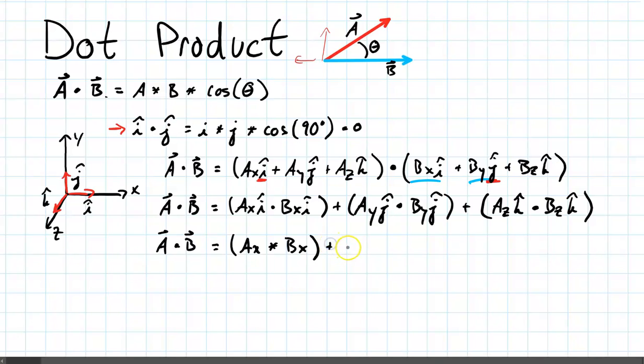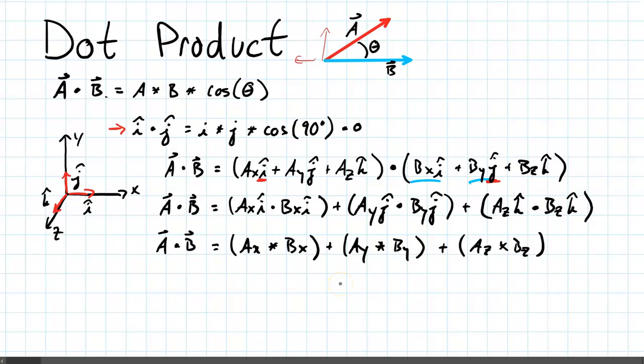And the same thing here. AY multiplied by BY, again, because two unit vectors in the same direction is just equal to 1, plus AZ multiplied by BZ. Okay, so this is the other definition of the dot product.